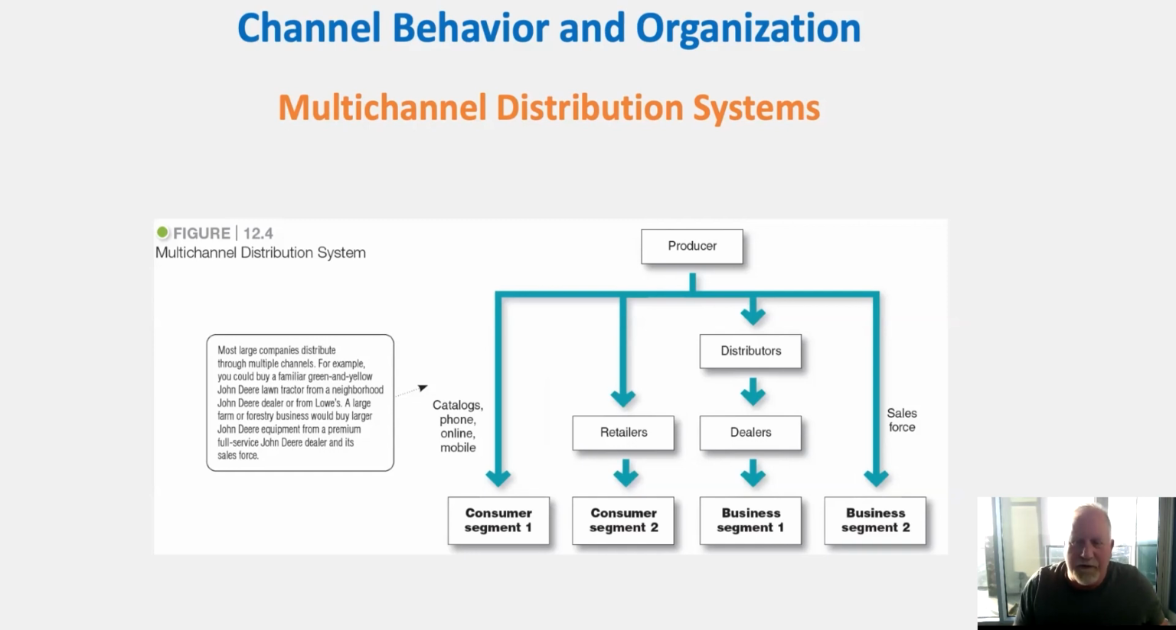The other thing we'll often see, the most common thing we see, is what we call multi-channel distribution systems. Oftentimes producers will use more than one channel to get their products out there to customers. So think of a producer that's producing, in this case, technology. An example of this, a technology company like Apple may sell directly to customers. Apple has Apple stores, and they actually go out and sell through catalogs, phones, online, mobile. They sell directly to customers. That's here what we call segment one.